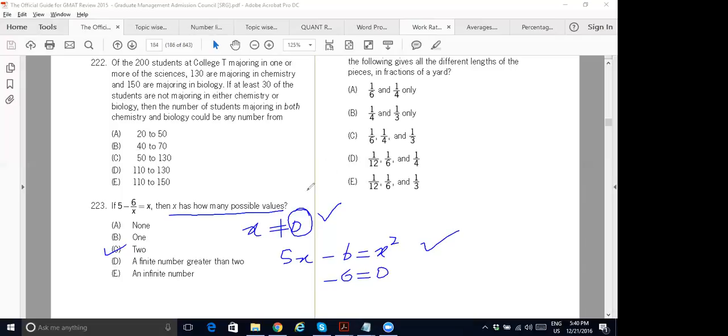Now, we know that x should not be equal to 0. That is why we can put x equal to 0 to see if it satisfies the equation or not. We put x equal to 0, we get minus 6 is equal to 0. That means the equation is not satisfied by 0. Therefore, 0 is not one of the solutions of this equation. And if 0 is not the solution, then we will have two roots.